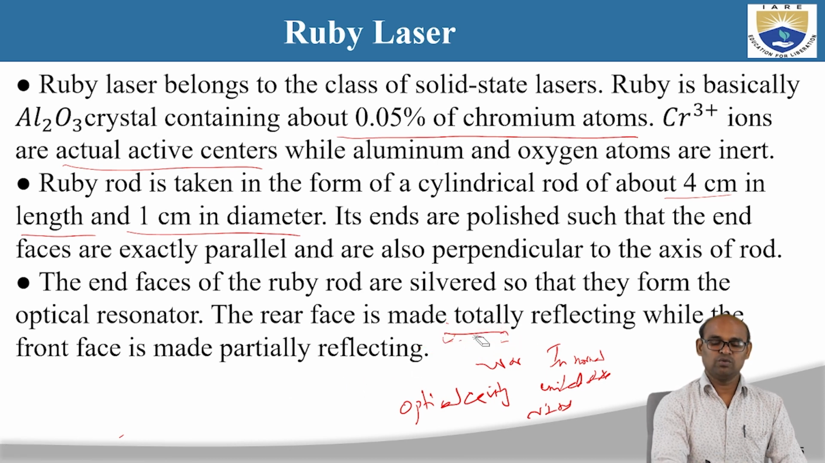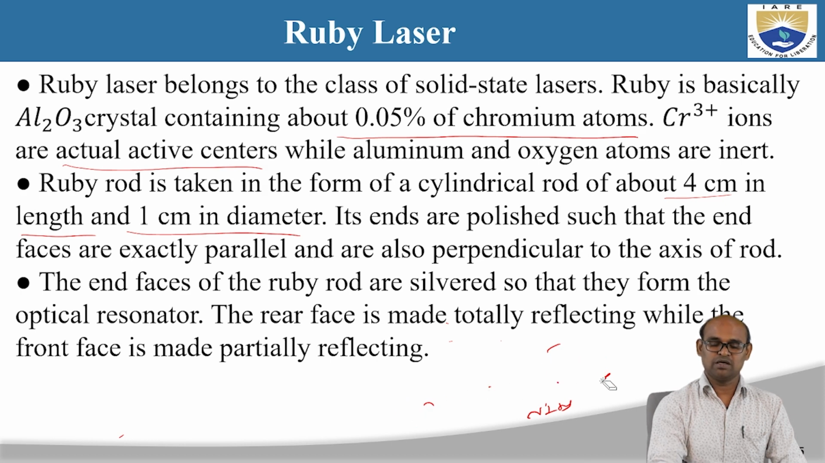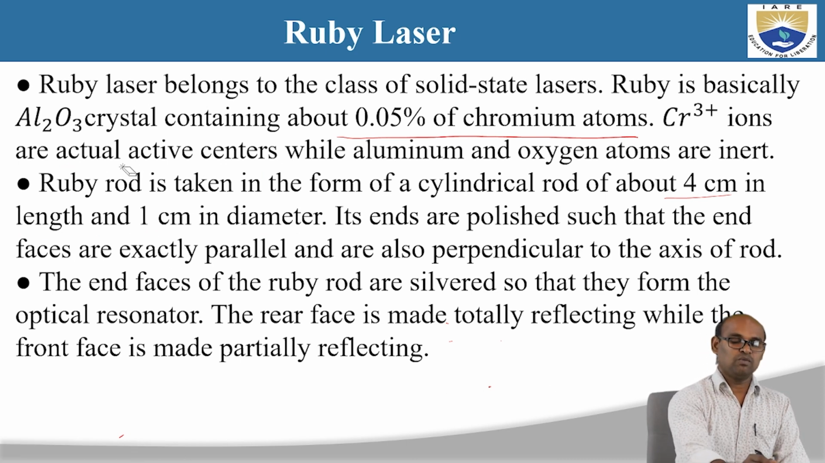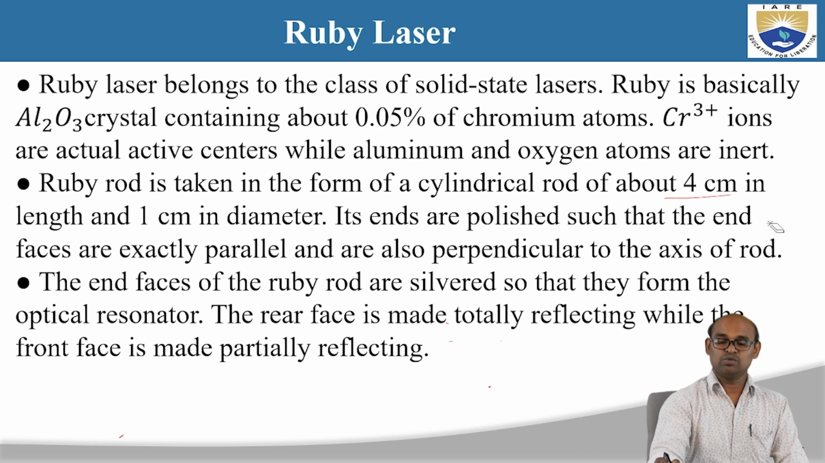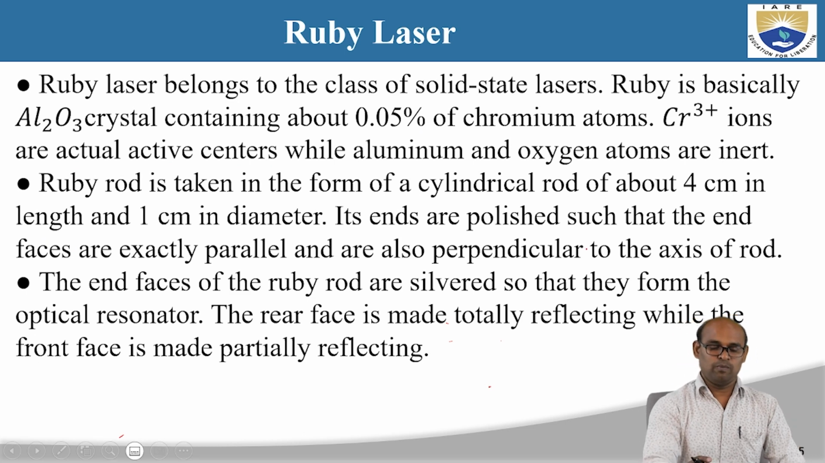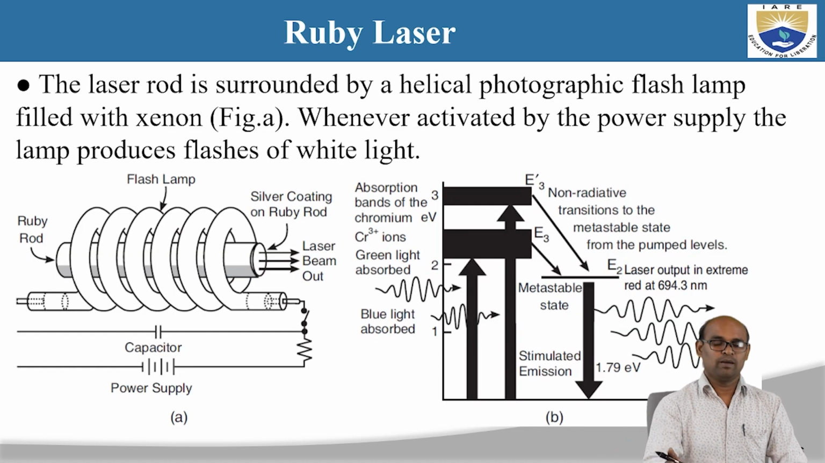It is clear to us now that we are taking chromium atoms which are impurities, because they are going to provide us the metastable state. Once we have this ruby rod, we take this ruby crystal in the form of a rod around 4 centimeters in length and 1 centimeter in diameter, and then we have polished the end faces such that they are going to form the optical resonator.